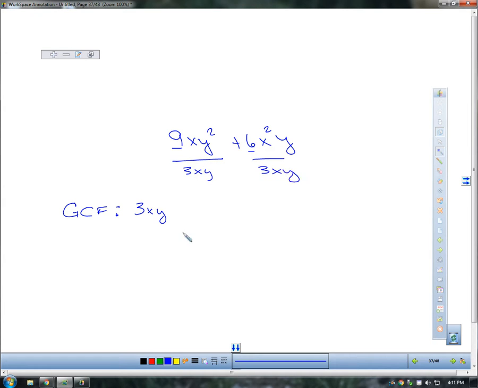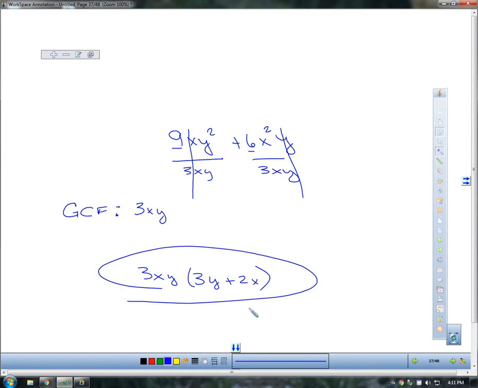3xy. 9 divided by 3 is 3. X's cancel. Y squared divided by y is y. I'm going to put my GCF out front. 6 divided by 3 is 2. X squared divided by x is x. Y's cancel. Here's the answer.